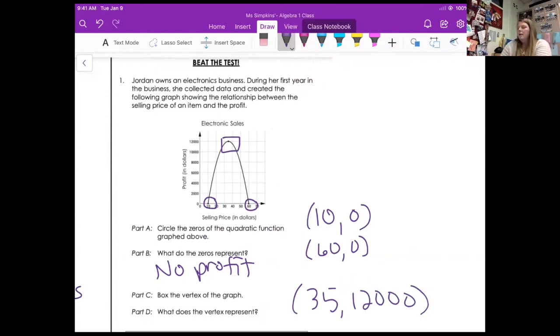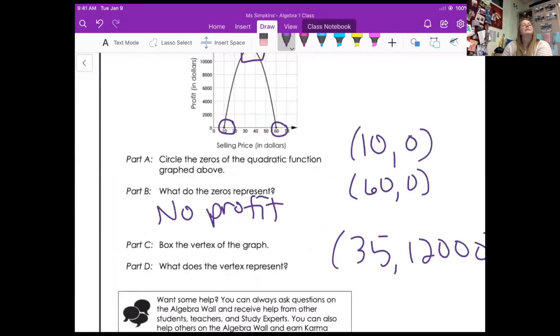The peak of her career. Yeah, the peak of her, I would say maximum what? Profit. So if you're Jordan, how much would you want to sell your item for? $35, because she's going to make the maximum amount of profit. Last question, then we're going to go take a break. What would happen if Jordan sold her item for $5? She'd get negative, lose money. She'd be paying people to come buy her item.